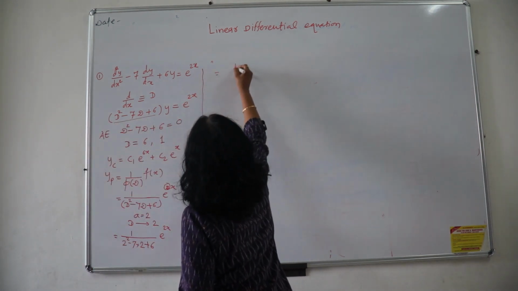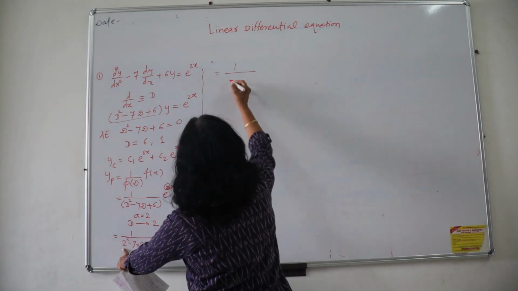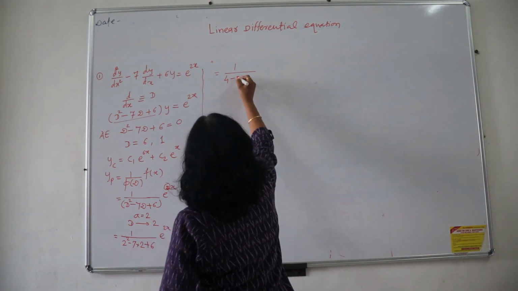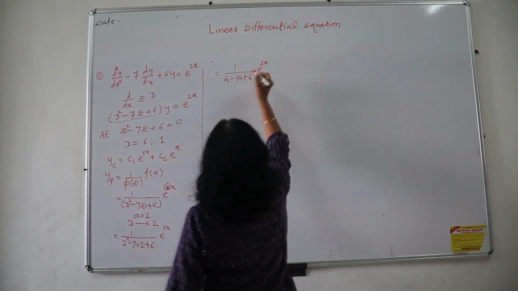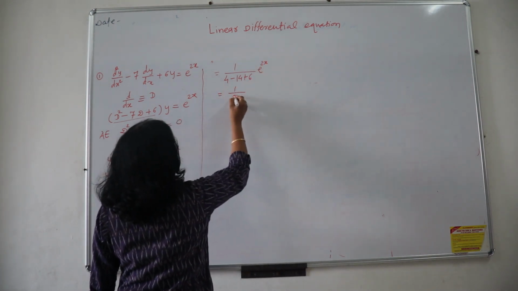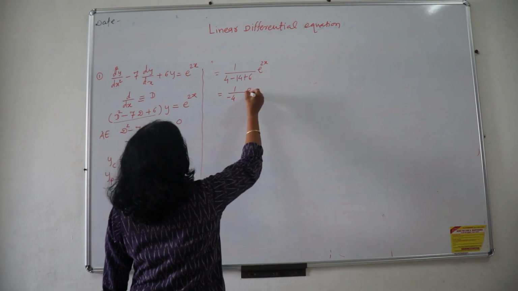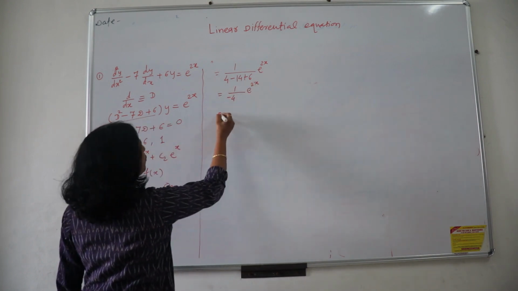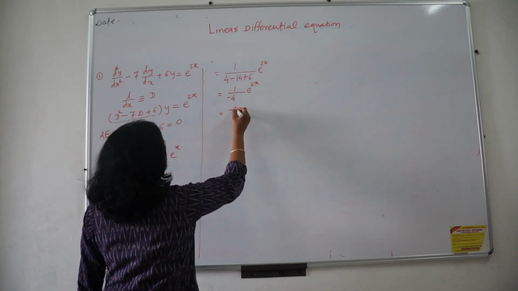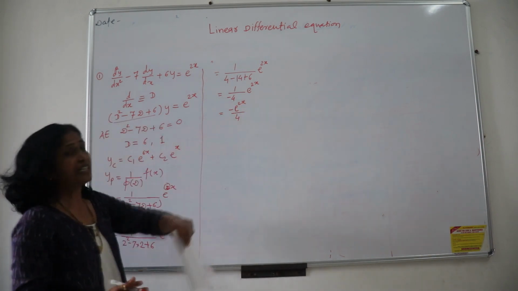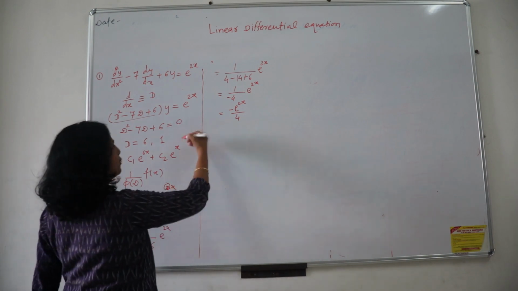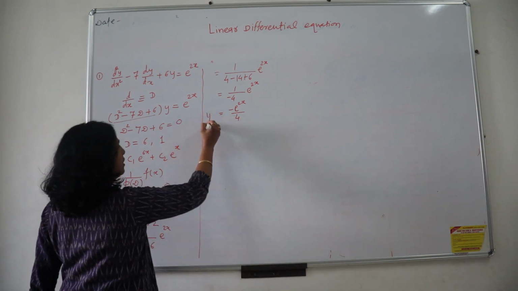Now just calculate this part. So this is equal to 1 upon, now you may do it manually, 4 minus 14 plus 6, and e raised to 2x. So your final value will come 1 upon minus 4, e raised to 2x. Minus is your choice to go with, and then you may write minus e raised to 2x upon 4 finally. Now see, this does not contain any d factor in this example.